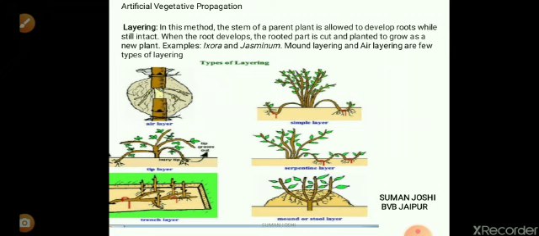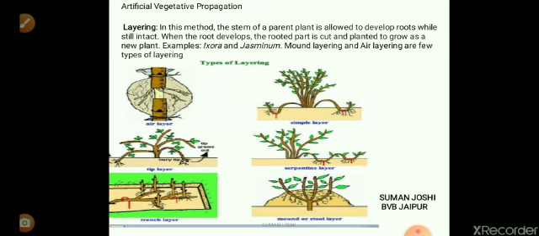Layering is the method where the parent plant is allowed to develop roots while it is still intact. On the parent plant, the new plant will be formed. It is of two types actually.